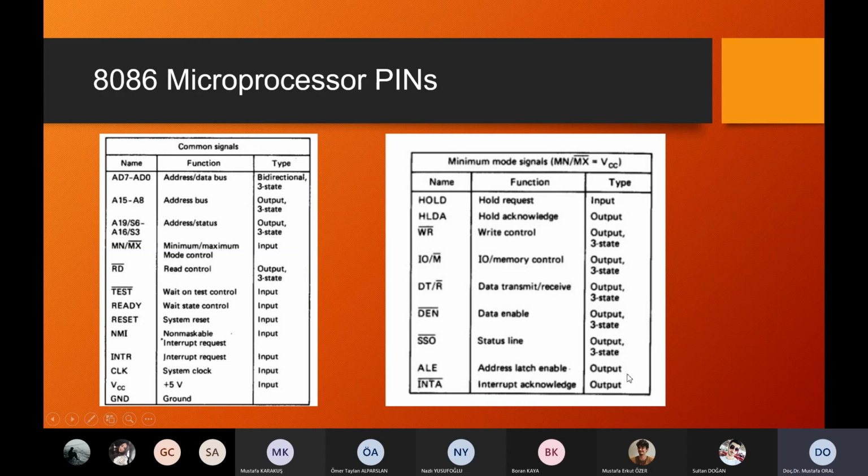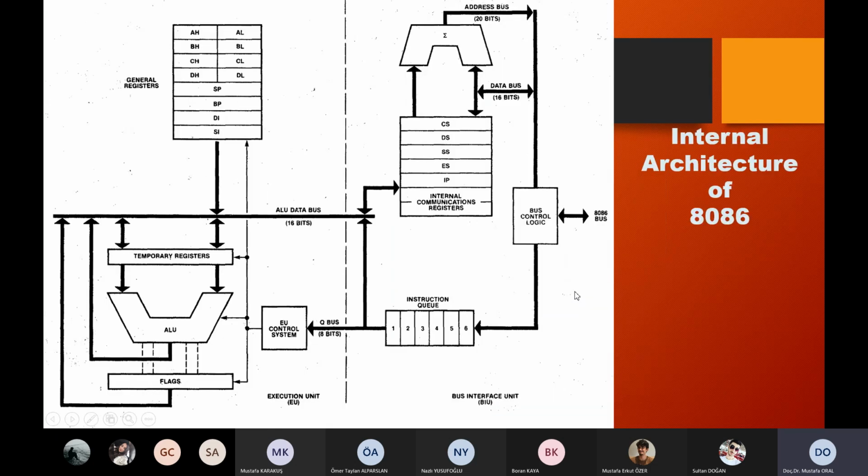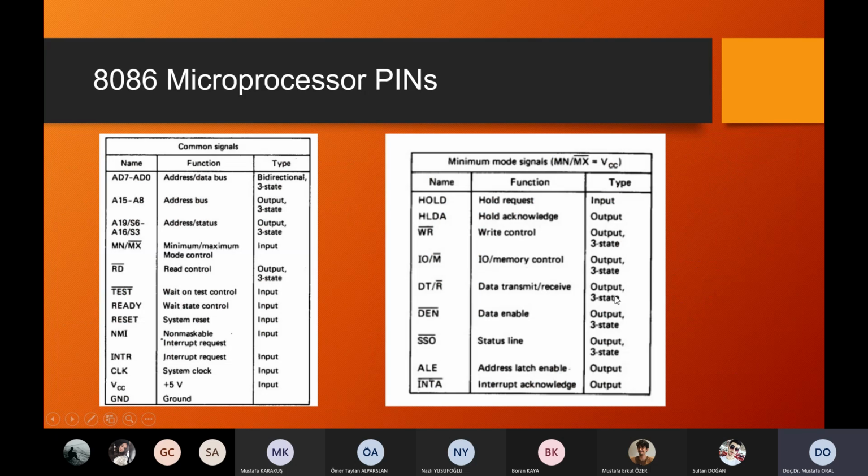So what I do in the exam, for example, I give you the data transmit receive information here, and I delete this part in a table, and delete the type. So whenever you see data transmit receive, you have to write that it is data transmit receive, and the type of the signal is output, and it is three state.